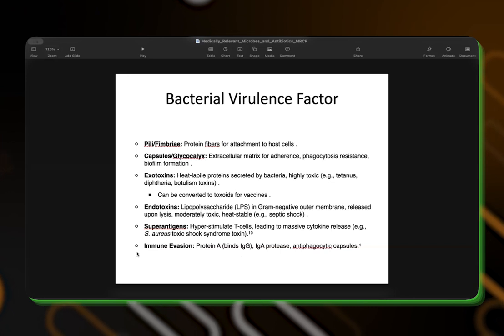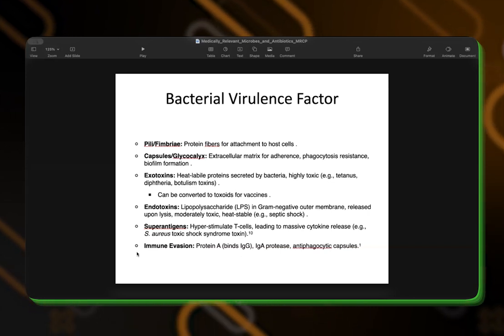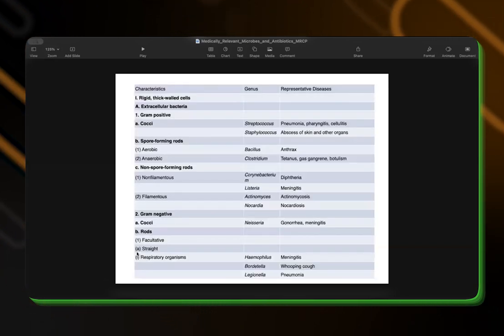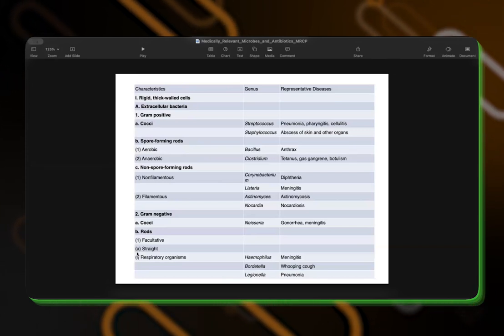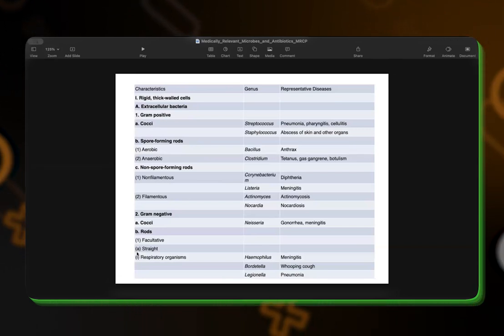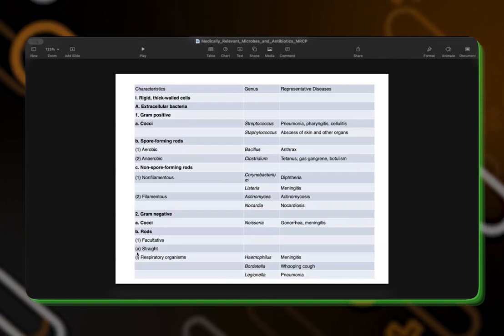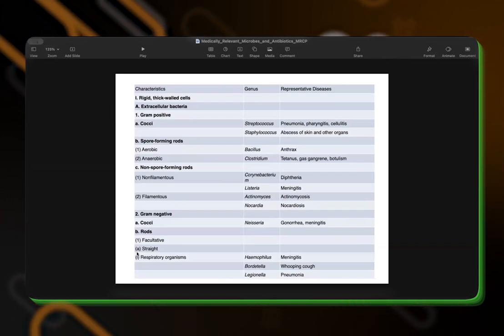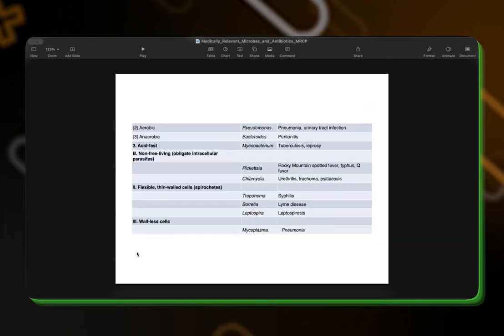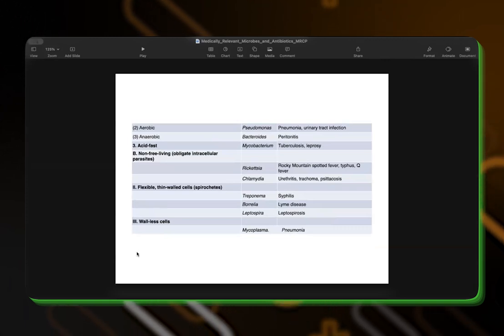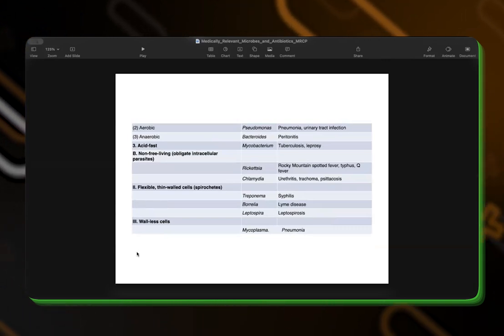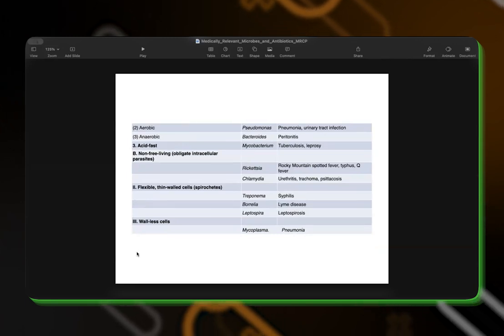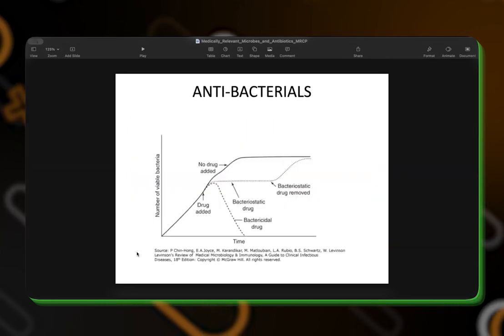We also studied how the bacterial virulence factors affect us, and then we went through the common bacteria which, as per their classification, infect us and cause the representative diseases. We went through gram positive, gram negative, and then the third was acid fast, and then we went through rigid wall, thin wall, and wall-less.